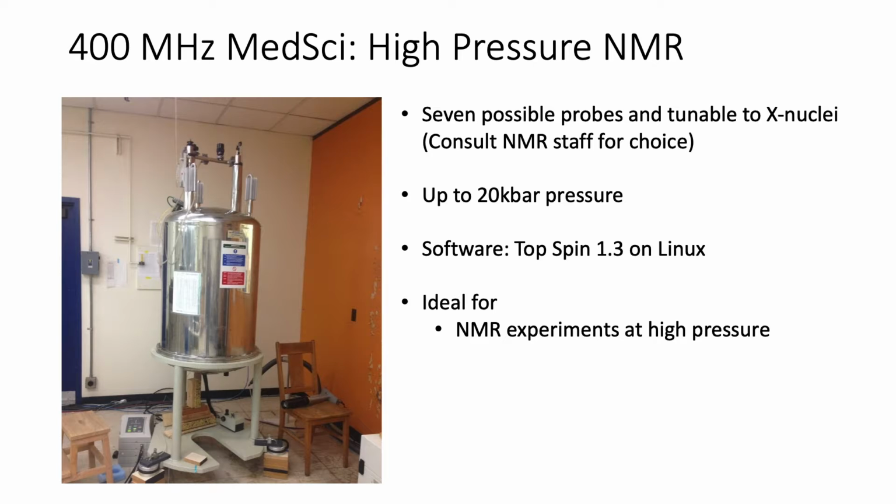And this unit allows for up to 20 kilobars of pressure, so very, very high pressure systems, which may be relevant, say, under geothermal conditions. And the software is TopSpin 1.3 on Linux. And again, this is ideal for NMR experiments at high pressure.